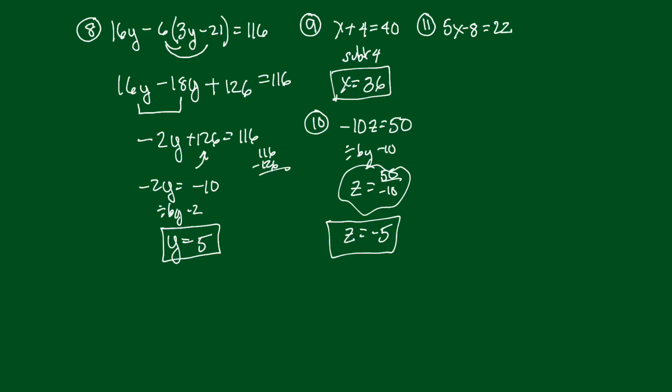Number 11, let's start by adding 8. So I'm going to add 8, getting 5x equals 30. And then I'll divide by 5, getting x equals 6.